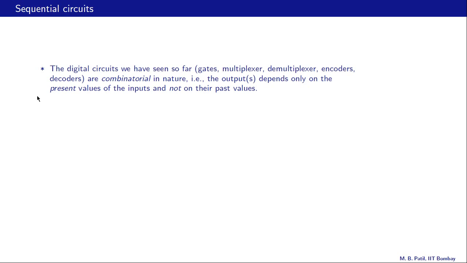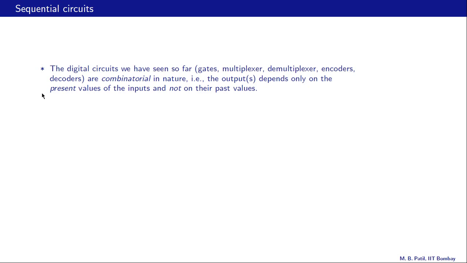Digital circuits can be broadly classified into two types: one, combinatorial circuits, and two, sequential circuits. We now want to discuss sequential circuits, but first let us make a few important points. The circuits we have seen so far, gates, multiplexer, demultiplexer, encoders, decoders, are all combinatorial in nature. That is, the output depends only on the present values of the inputs and not on the past values.